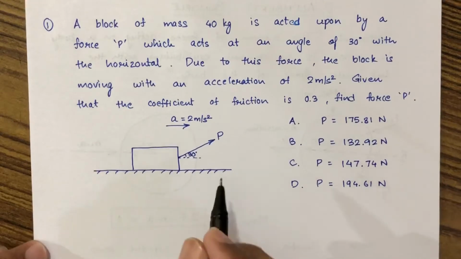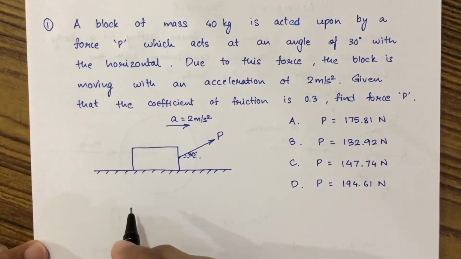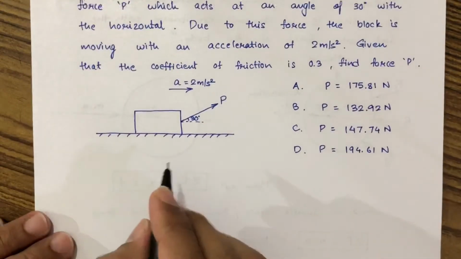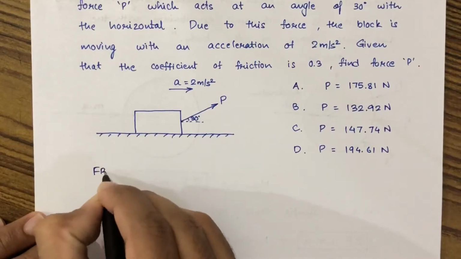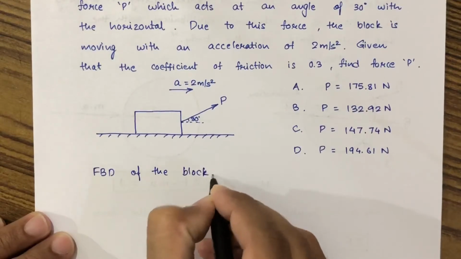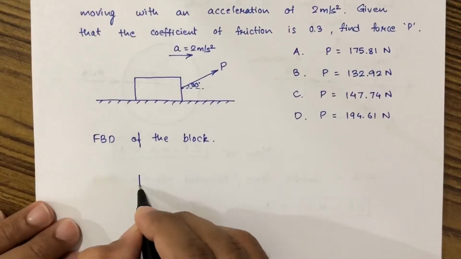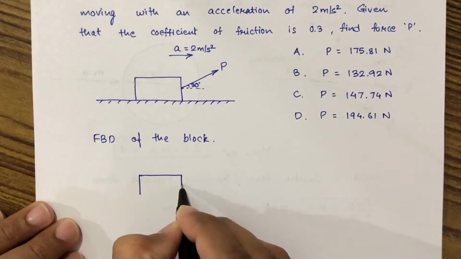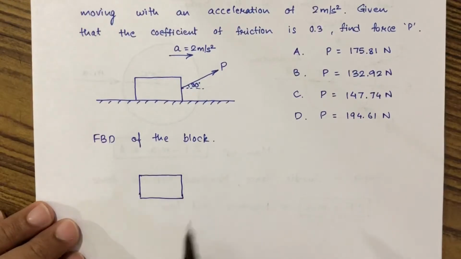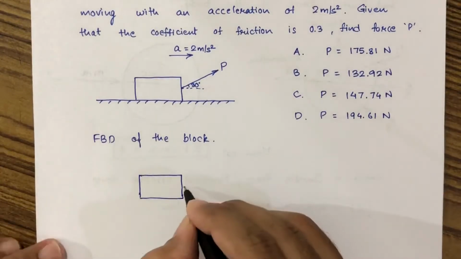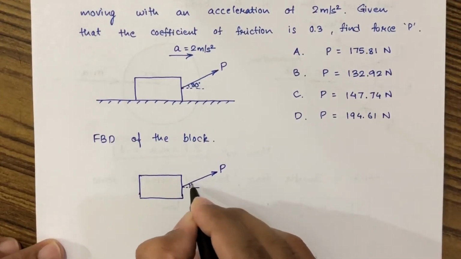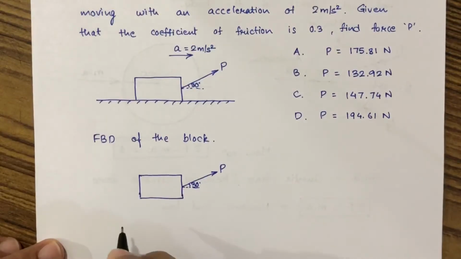Now, in order to find this force P, we need to make the FBD of this block. So first let us make the FBD of the block. FBD means we have to remove all the supports and only show the reactions or the forces acting on the block. Here one force is this force P, which we have to ultimately find out. It is given at an angle of 30 degrees with the horizontal.